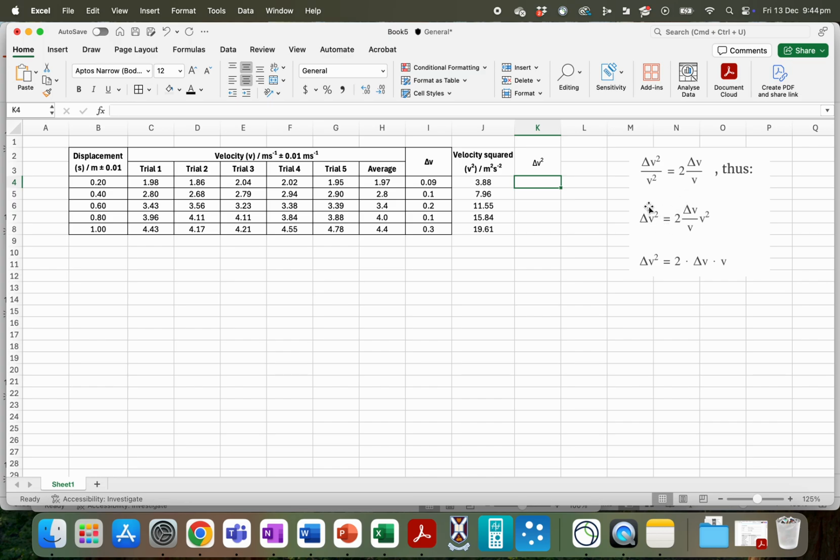But don't forget, if you want to find the uncertainty in v squared, just the absolute uncertainty in v squared, you've got to times both sides by v squared. That then the v squared divided by the v just gives you a v. So this would be the formula then for working out the uncertainty in v squared. Okay, so that's going to be equal to 2 times the uncertainty in v, which is that one, by the average velocity itself. So times average velocity, enter. Okay, let's drag that down.